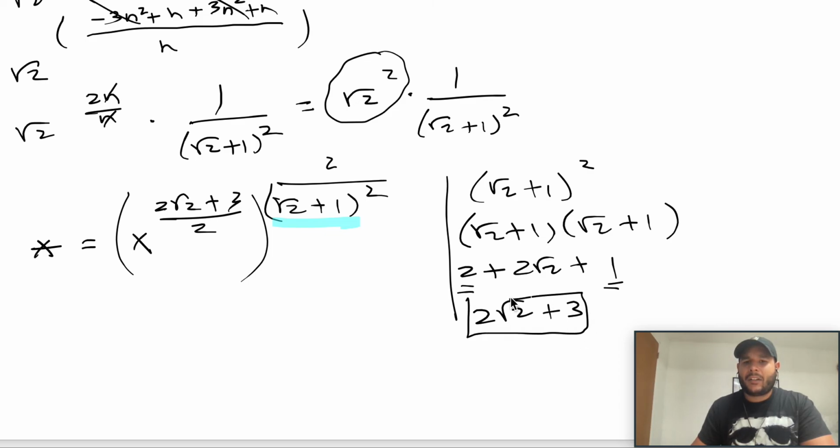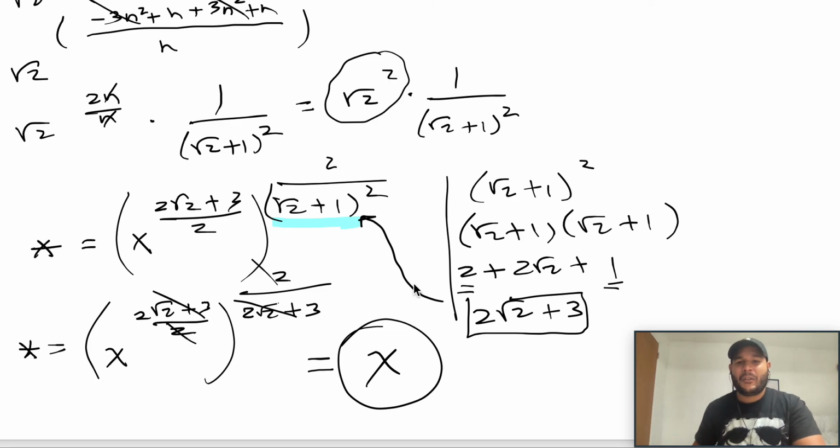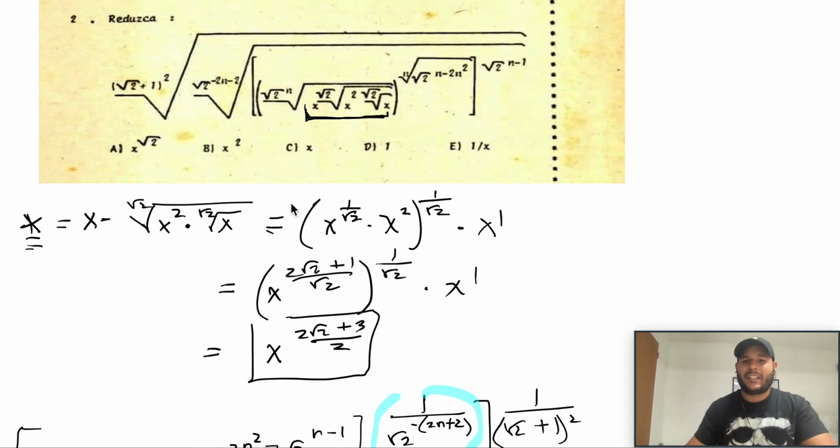So this right here is the same as my denominator there. So at the end of the day, I get that star equals x to the 2 square root of 2 plus 3 over 2 elevated to 2 over 2 square root of 2 plus 3. And now if I multiply these two, the 2's cancel, these two expressions cancel as well, so we get our final result x. So for this problem, the answer is C.